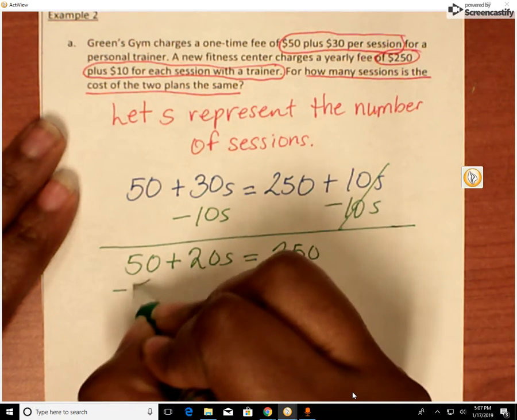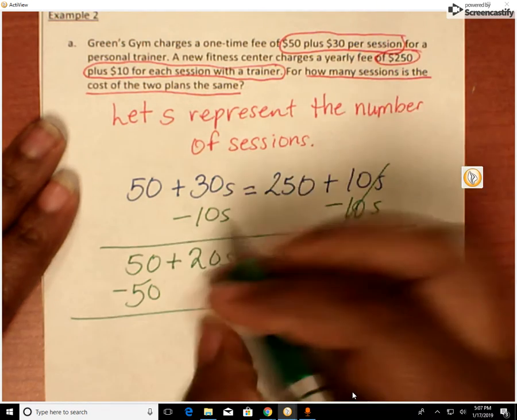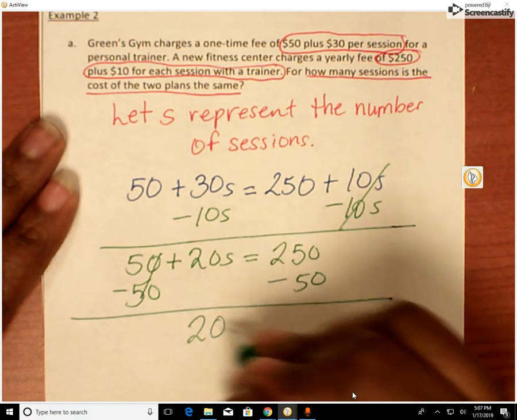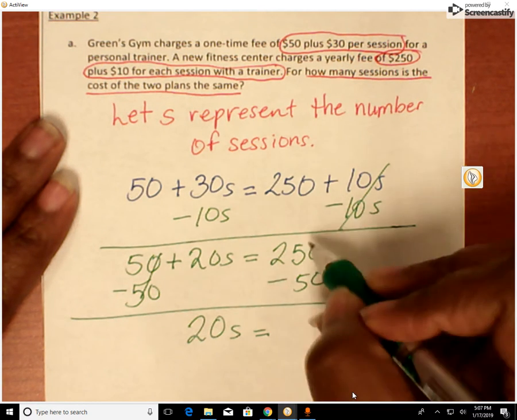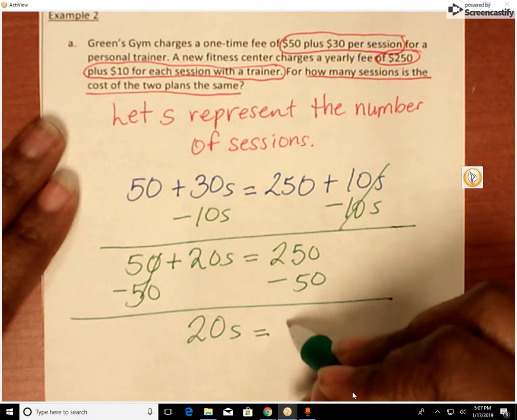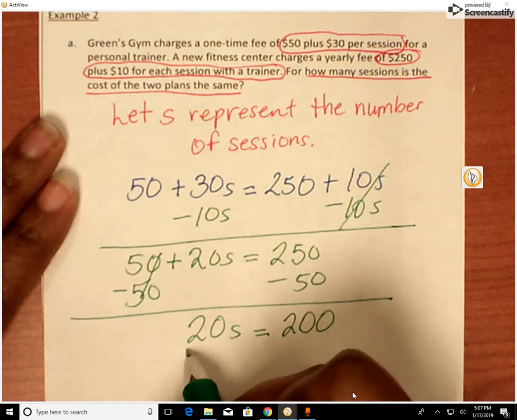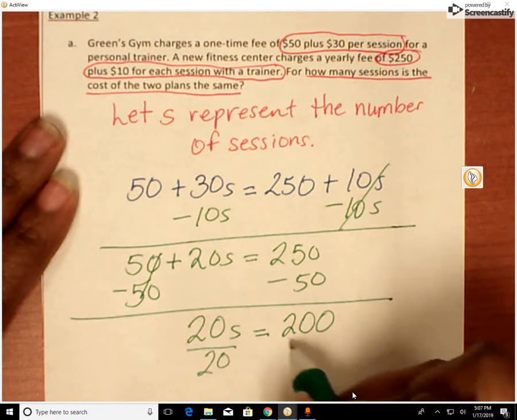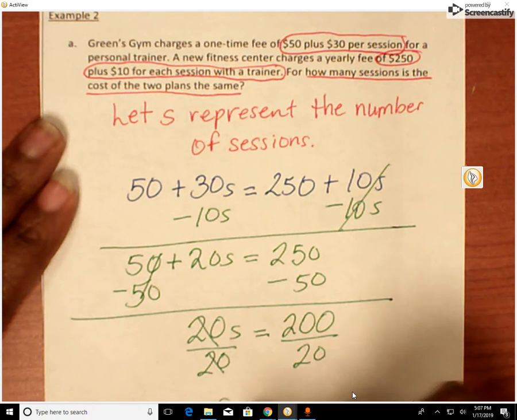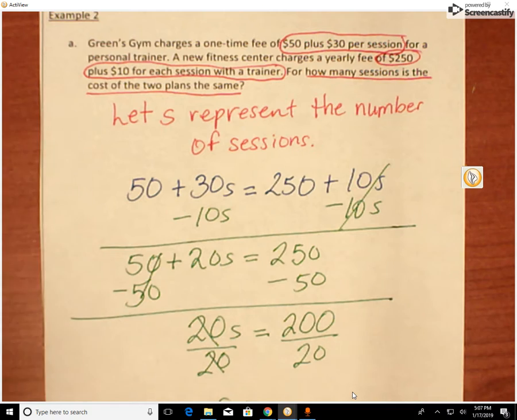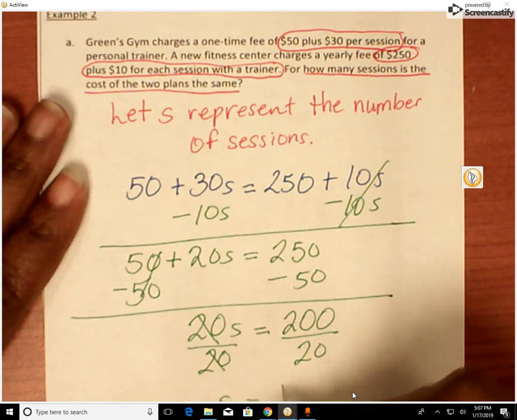So now we need to subtract 50 on both sides to get our constants together. 50 minus 50 is 0. 20S we bring down. 250 minus 50 is 200. My bad. We're going to divide both sides by 20 because that is our coefficient. And 20 divided by 20 is S. One little s, 1S. 200 divided by 20 is 10.